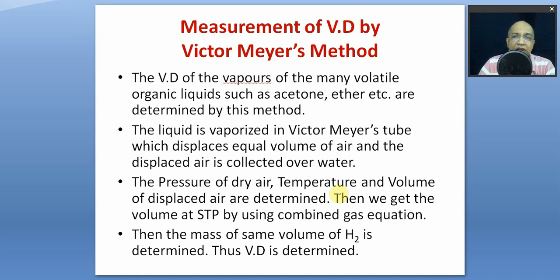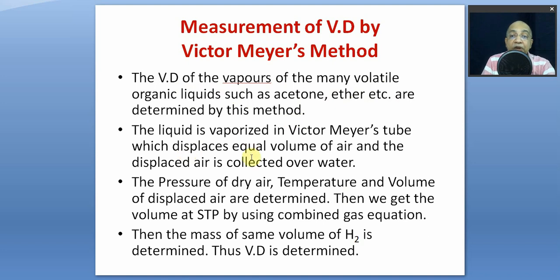Now, Victor Meyer's method is very primitive and it is only used for volatile liquids which can vaporize easily below 100 degree centigrade. It can vaporize without any decomposition. Let me read out: the Vd of vapors of any volatile organic liquids such as acetone, ether, or benzene, similar type, are determined by this method.